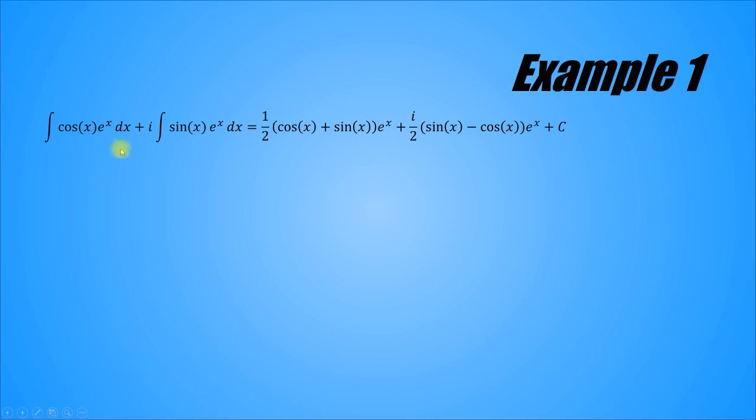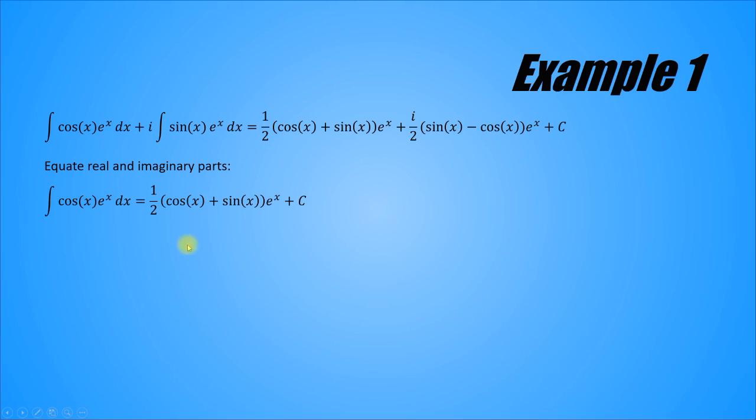So this is a complex function of x, and this is a complex function of x, and they're equal to each other. And two complex functions of x are equal to each other if and only if their real parts and their imaginary parts are equal. So we're going to equate the real and imaginary parts individually.